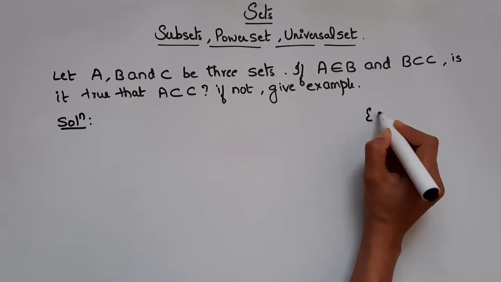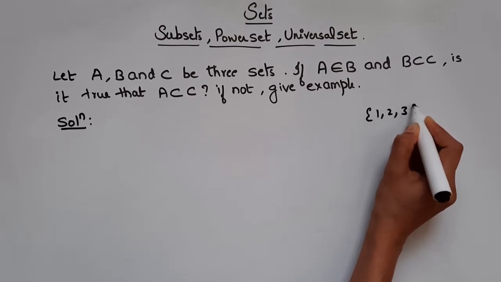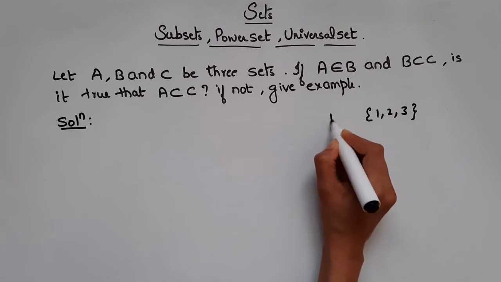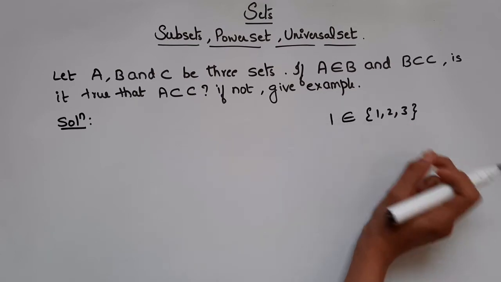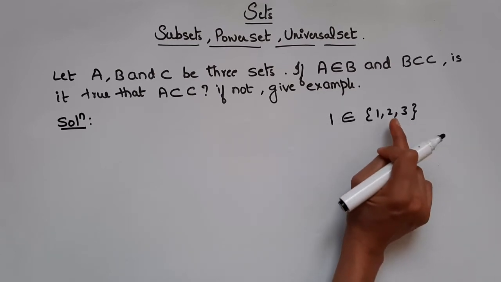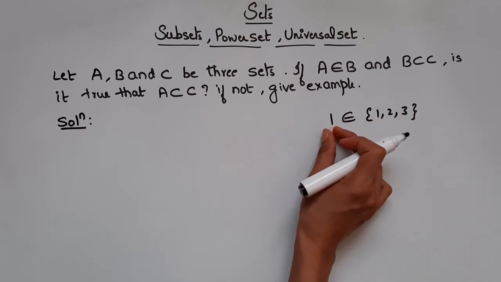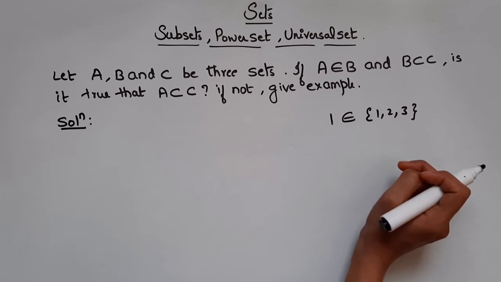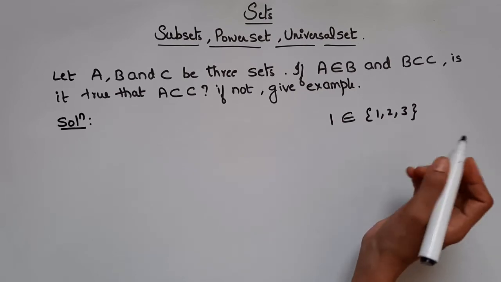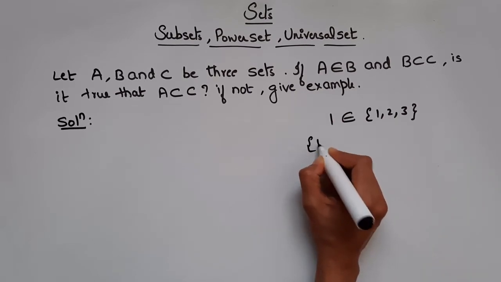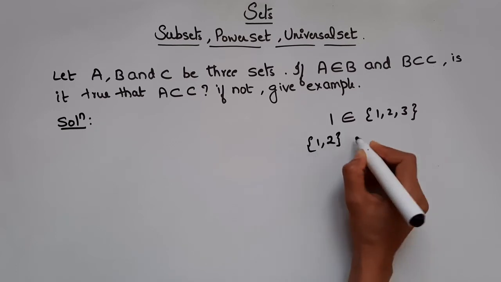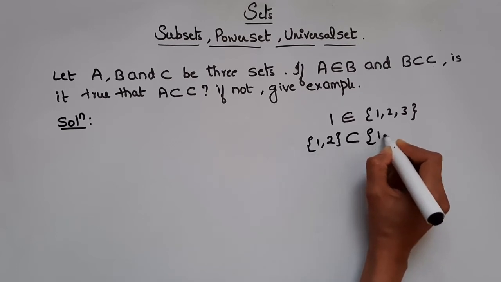Say for example, we have a set 1, 2, 3. So here 1 belongs to this set, or you can say 2 belongs to this set. So here we are looking for an element, whether that element belongs to the set or not, right? Whereas in subset, we are seeing the whole set 1, 2. Let's say 1, 2 is a subset of this set.